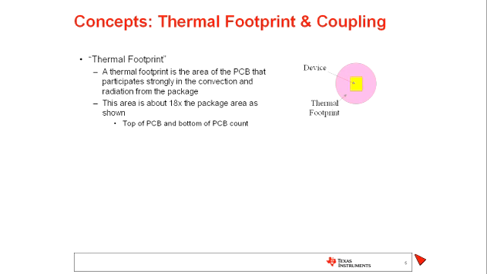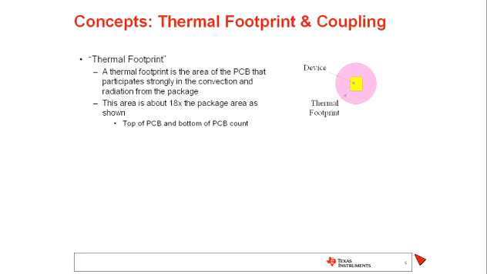The next example, looking a little bit more specifically at PCB layout, covers the concepts of thermal footprint and thermal coupling. The first one is what we'll call thermal footprint. A thermal footprint refers to the area on the PCB around the component of interest that participates strongly in the convection or radiation, or similarly, that is noticeably heated up by that device when it's operating.